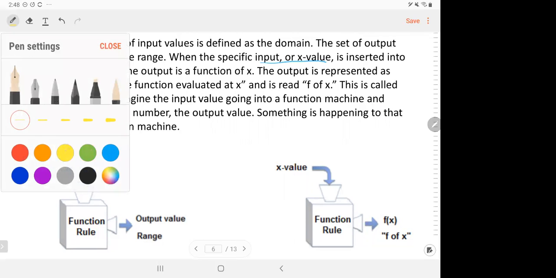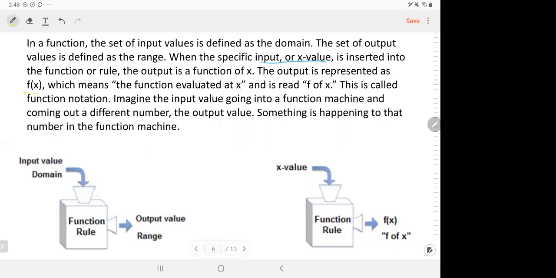Right here, this is really important. F of x means that the function is evaluated at x, and we read this as f of x. This does not mean that the variable f is multiplied by x. That's not what it means. It means we plug in a value for x. So this is called function notation.